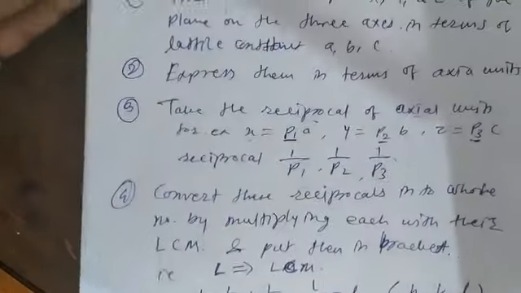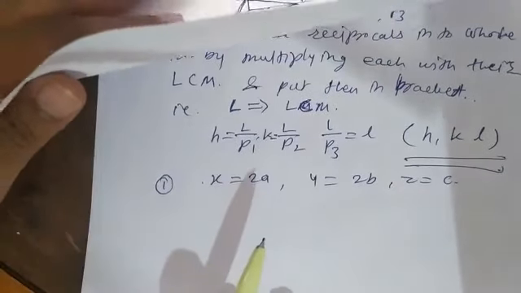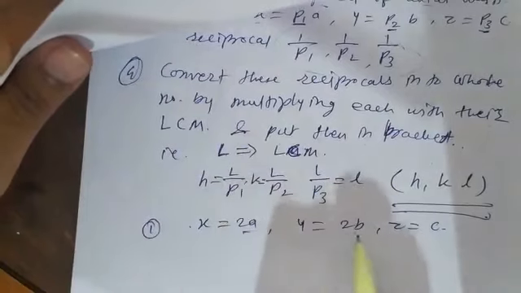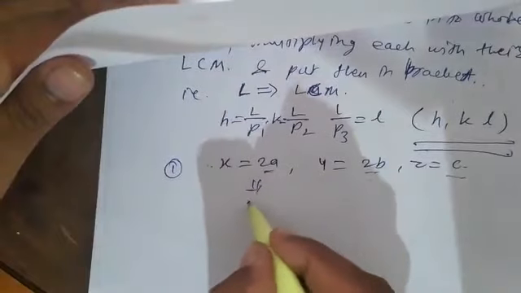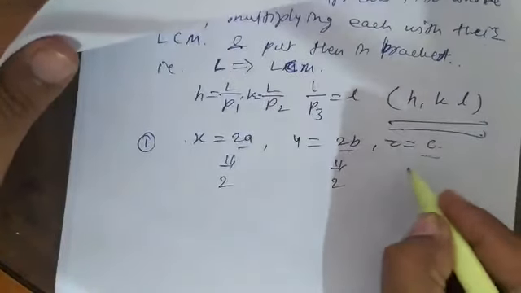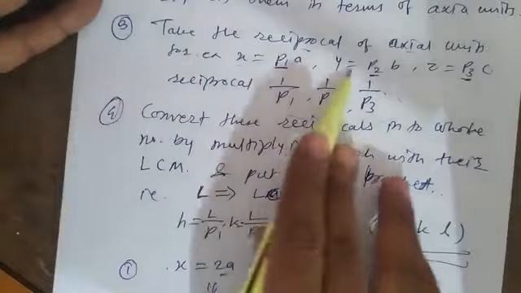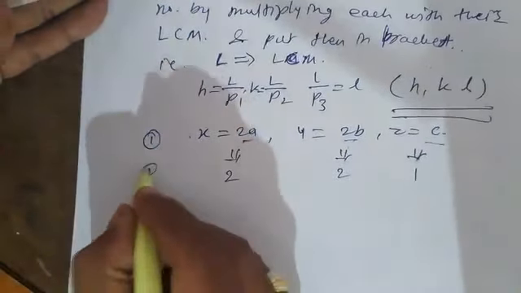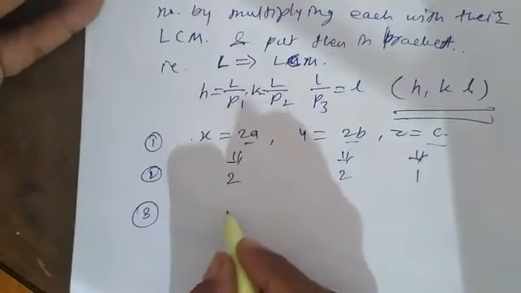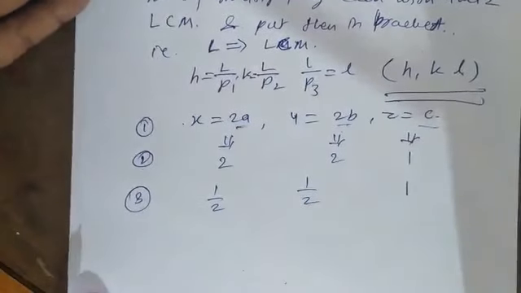Now second rule, express them in terms of axial units. Directly, twice A, twice B, and C, that is 2, 2 and 1. That is the axial units. Now what is the third point? Take the reciprocal of the axial units: 1 upon 2, 1 upon 2, and 1. This is the reciprocal of these axial units.